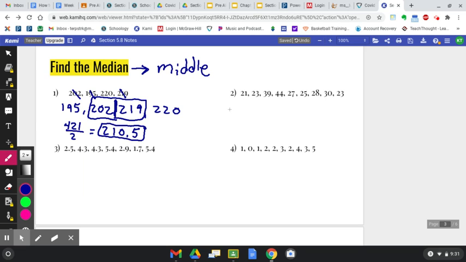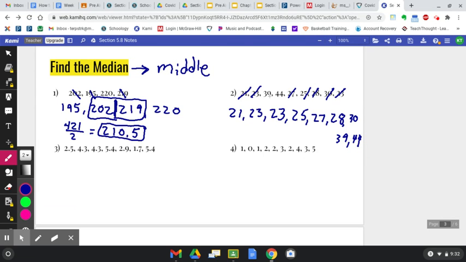So my smallest value is 21, and it looks like 23, 23. Let's cross those off as we go. Then we have 25, 27, 28, 30, 39, and 44. So now we want to find the middle value.